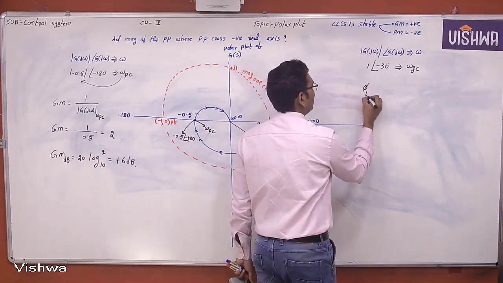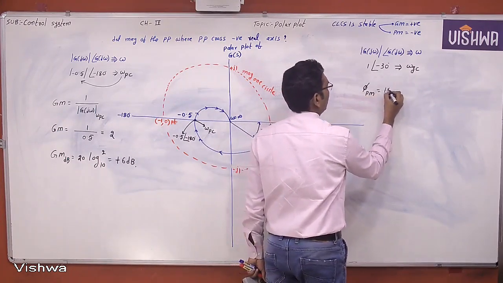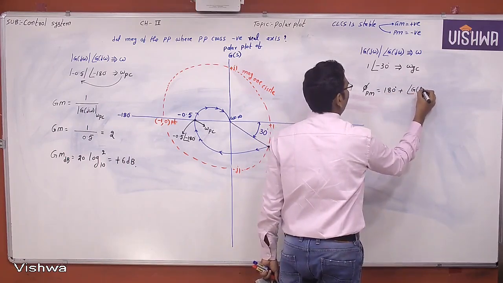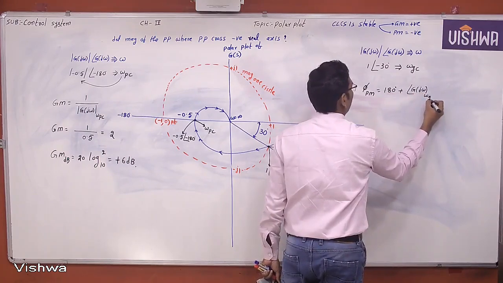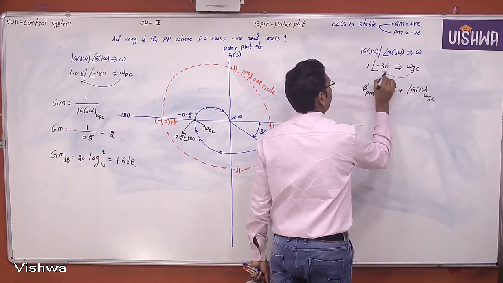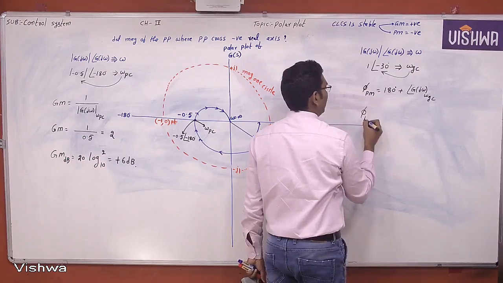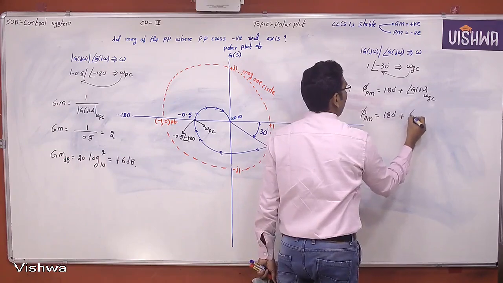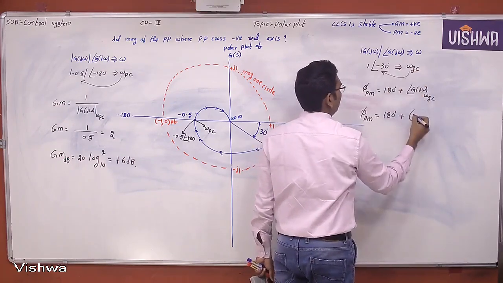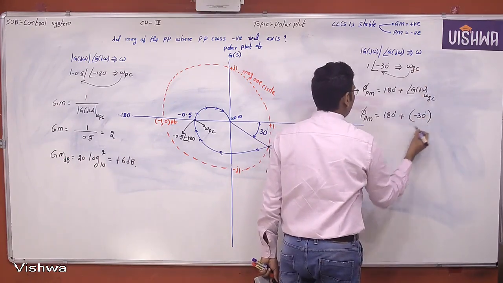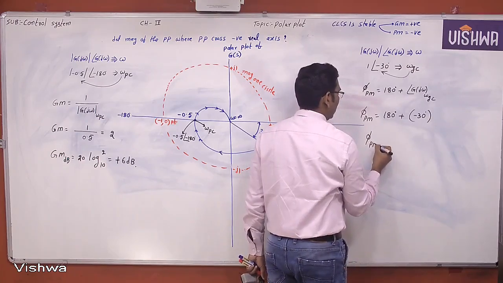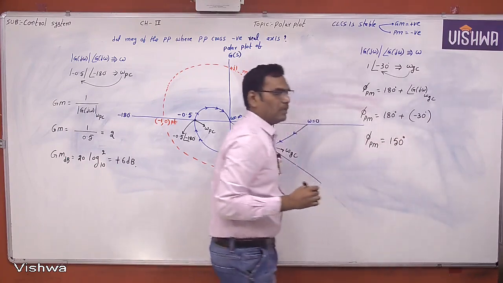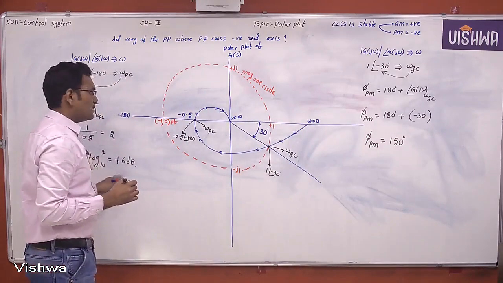What is the phase margin? The phase margin is equal to 180 degrees plus the angle of the open loop transfer function at gain crossover frequency. At gain crossover frequency, what is the phase angle? It is minus 30 degrees. Therefore, what is the phase margin? 180 minus 30 degrees, 150 degrees. This is the phase margin. This is the gain margin.